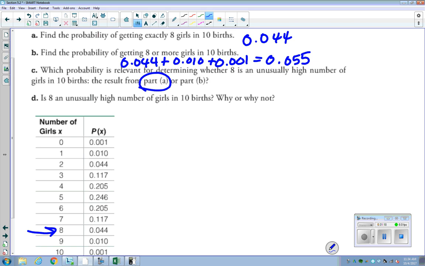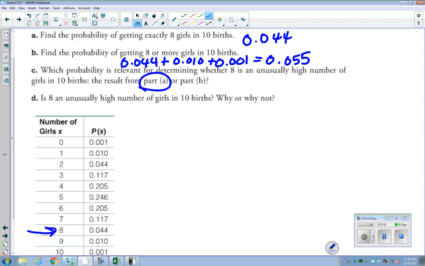Is 8 an unusually high number of girls in 10 births? Well, what is that? 0.044. So is that unusual? It is unusual. Why? Because of that. See, when I first read it, it depends on how you read that. If it's exactly 8, it is unusual.